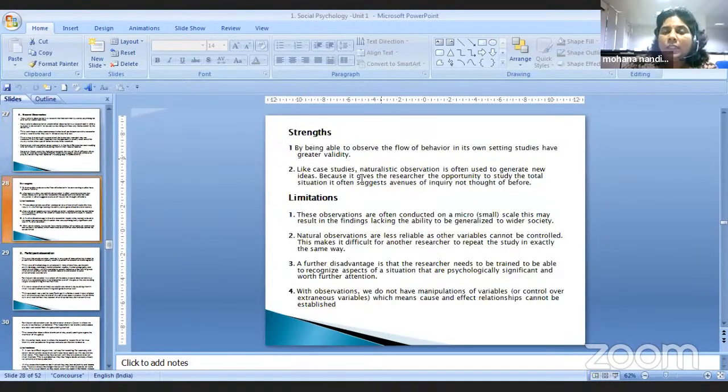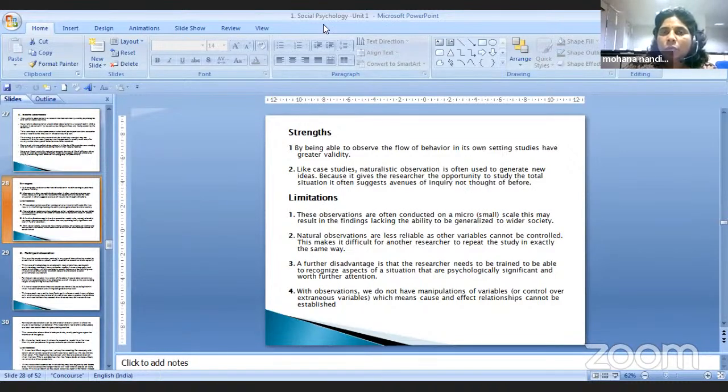Okay, fine. What are the strengths of natural observation? By being able to observe the flow of behavior in its own settings, studies have great validity too. Like case studies, natural observation is often used to generate new ideas because it gives the researcher the opportunity to study the total situation. It often suggests avenues of inquiry not thought of before.